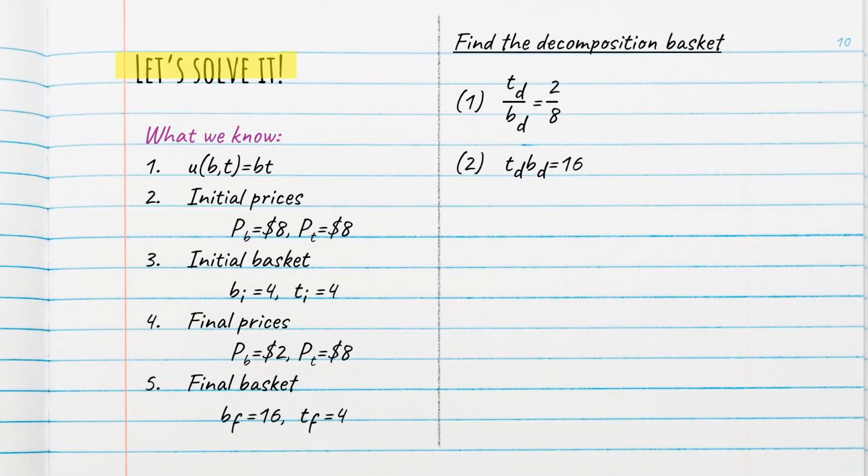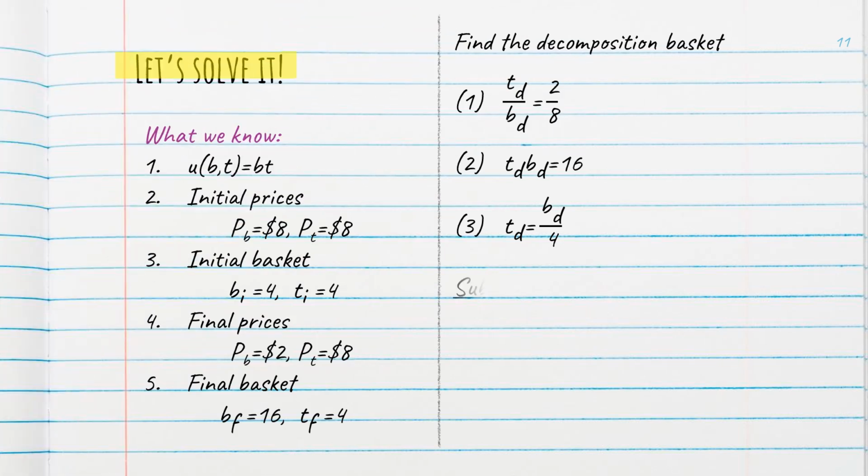So we're going to take these two conditions that our decomposition basket has to meet, and we're going to solve equation 1, that tangency condition that takes into account the new ratio of prices. We're going to solve that for TD and how TD depends on BD. So this is just a simplification exercise. I have TD is equal to 2/8 times BD, and then we can simplify and say TD is equal to BD over 4, and we can call that equation 3.